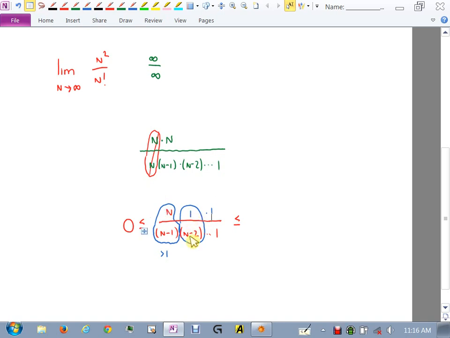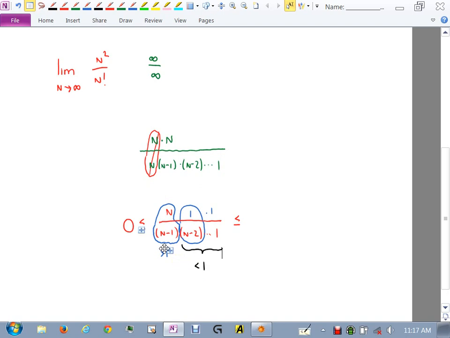What's 1 over n minus 2? Is that going to be smaller than 1 or bigger than 1? Smaller than 1, right? The next one, smaller than 1. The next one, smaller than 1. So what I'm trying to get you to see is that all of this junk down here together, not this one, everything down there is a number smaller than 1 times a number smaller than 1 times a number smaller than 1, right? So that whole thing should be smaller than 1.